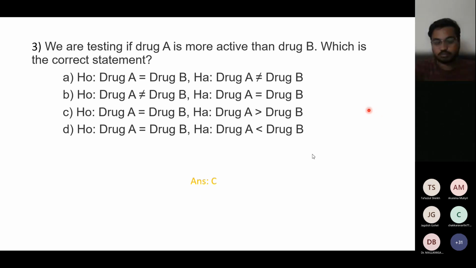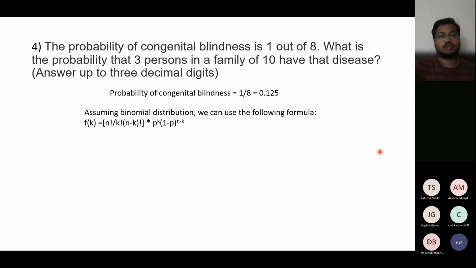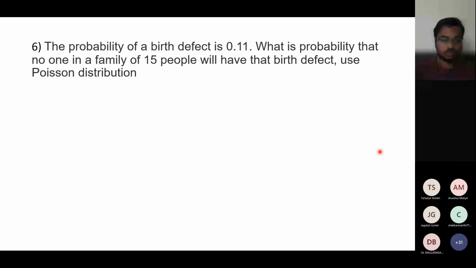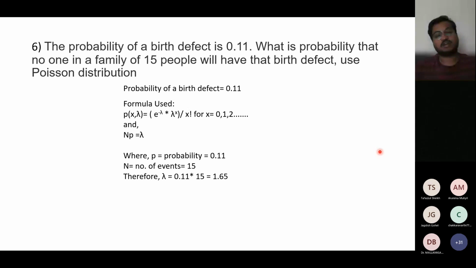Someone asked for question number 6. So we are given that the probability of a birth defect is 0.11, and we have to find the probability that no one in a family of 15 people will have that birth defect. We are explicitly asked to use the Poisson distribution. For the Poisson distribution, we have the formula P of x given lambda is equal to e to the power minus lambda multiplied by lambda to the power x divided by x factorial, where x is the value that we are trying to test and lambda is the mean of the distribution.